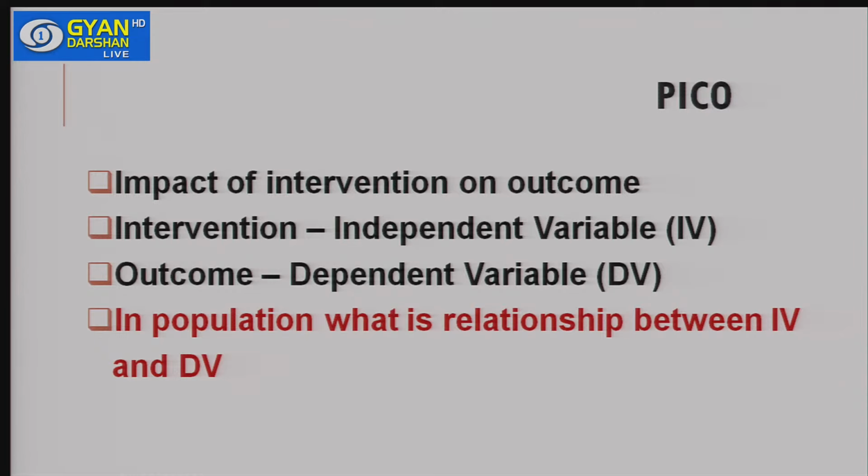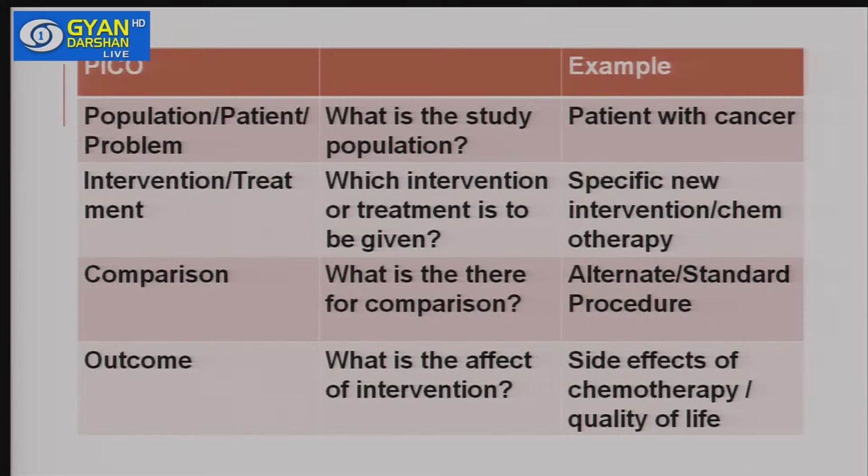Intervention has an independent variable and dependent variable. In population, what is the relationship between independent and dependent variable? So your quantitative study will study this. You can see in this table the population, patient and problem. What is the study population? Sample and sampling. Patient with cancer, you can say, for example.